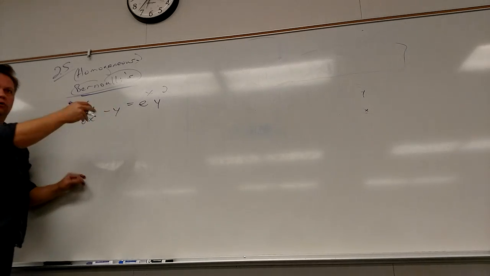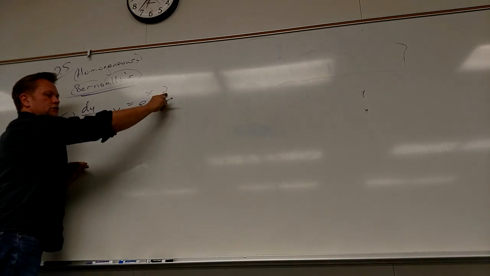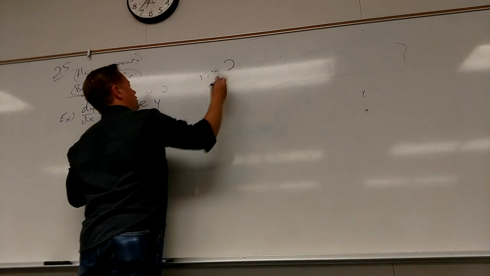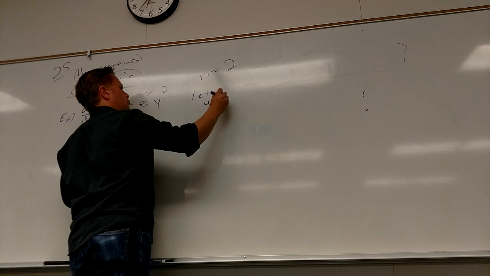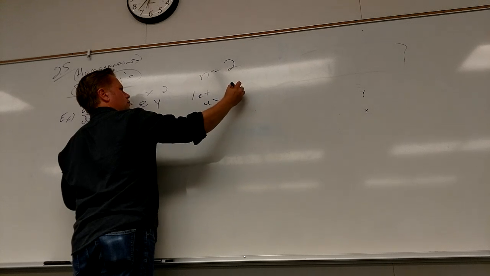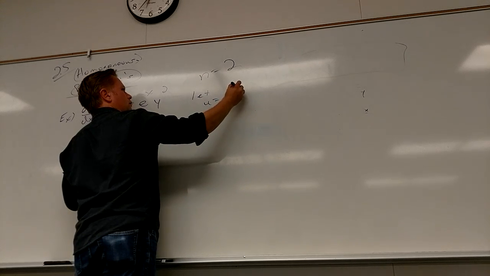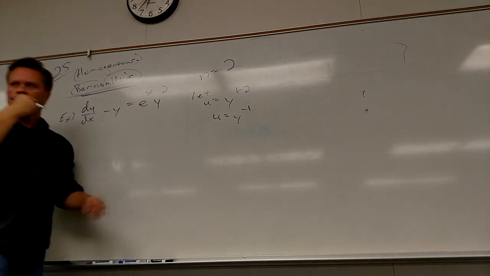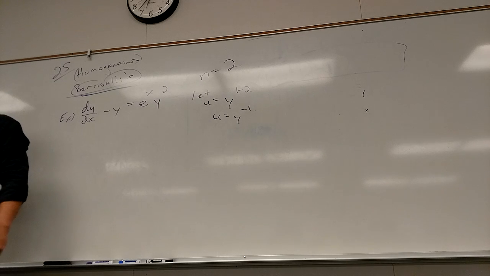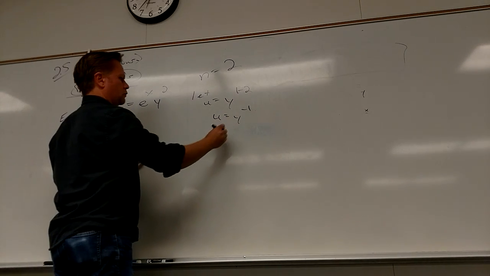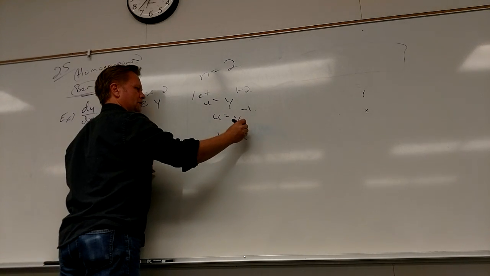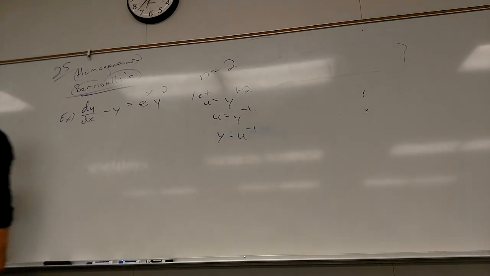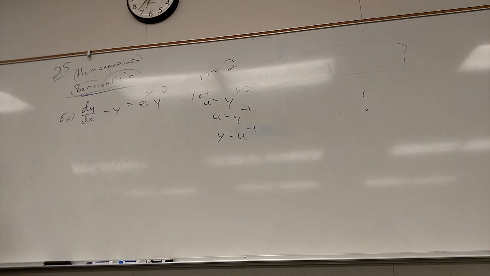So this has got to be Bernoulli's because it's not linear because of this stupid term, but that means n is what? N is what? 2. So I want to let u equal y to the 1 minus n, so I want to let u equal y to the -1. Now in this case, this is nice. This means that y equals u to the -1.